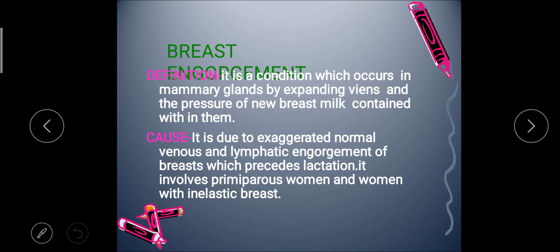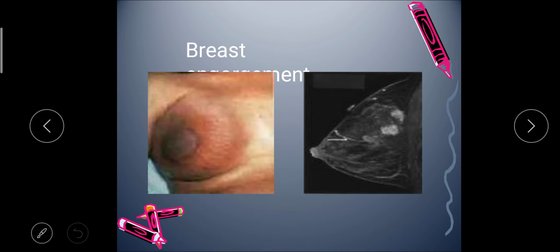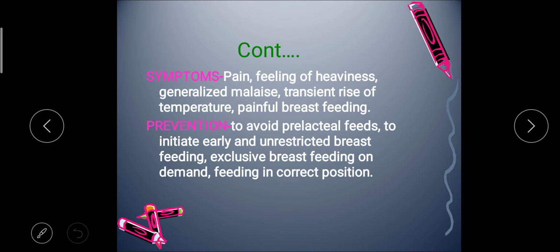Next is breast engorgement. First we have the definition. It is a condition which occurs in the mammary glands due to expanding veins and the pressure of new breast milk contained within them. The cause is the exaggerated normal venous and lymphatic engorgement of the breast which precedes lactation. It involves primiparous women and women with inelastic breasts. This is the picture of breast engorgement. Symptoms: pain, feeling of heaviness, generalized malaise, transient rise of temperature, and painful breastfeeding.